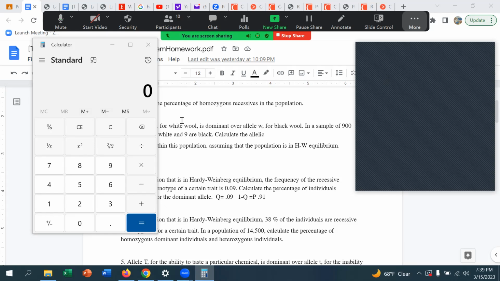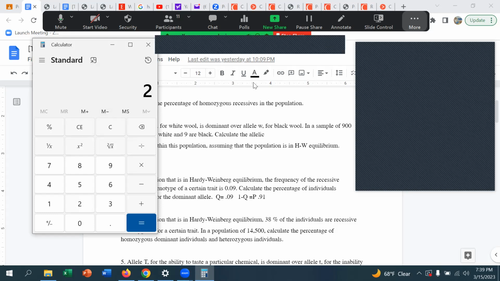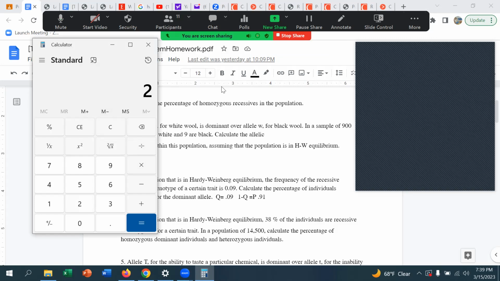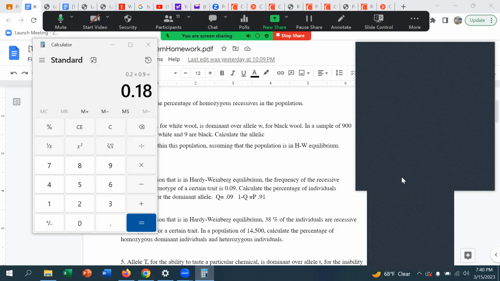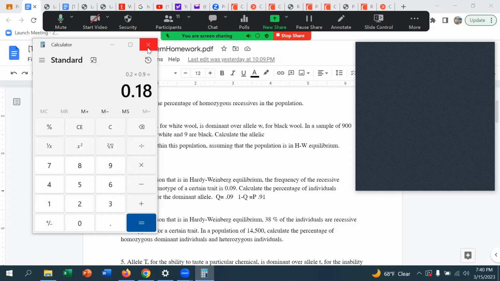All right, just to check to make sure you understand this, I'm going to do 2 times 0.1 times 0.9, and you see where that's going, 0.18. So it should have been a little bit easier. That's all the question is, and we're going to do this every time for every one of these problems. All right, let's go to the next one.